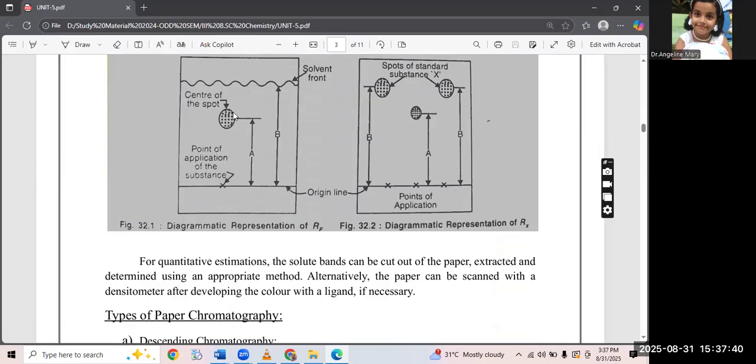After saturation is over, the chamber should be closed with the filter paper. Inside, the color development will be carried out from this to this. From these regions, we can easily identify the solute on the origin line and observe the distance of the line from the solvent front. So if you calculate these two distances, we can get the Rf value.